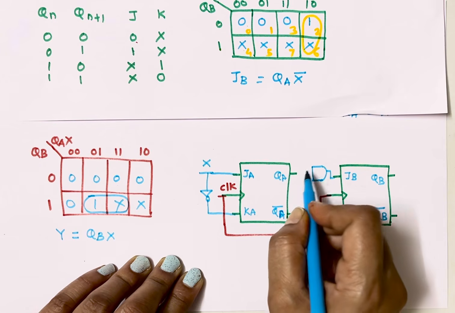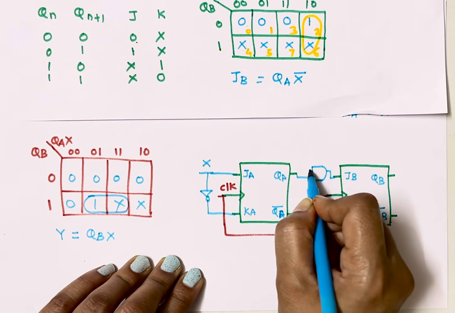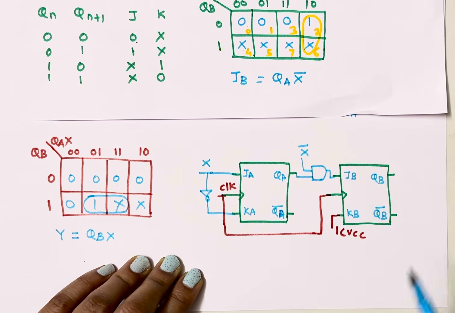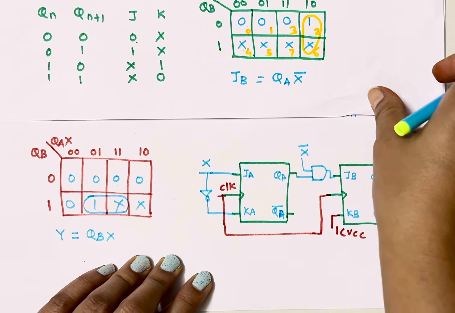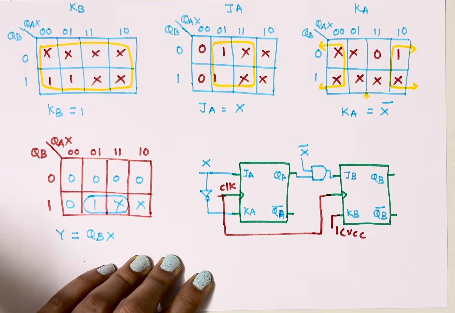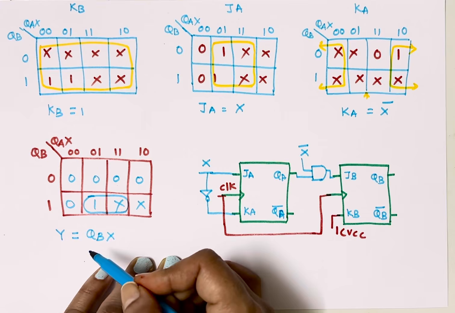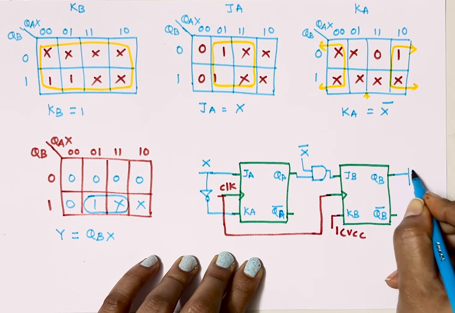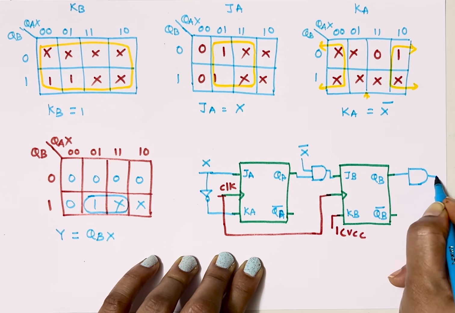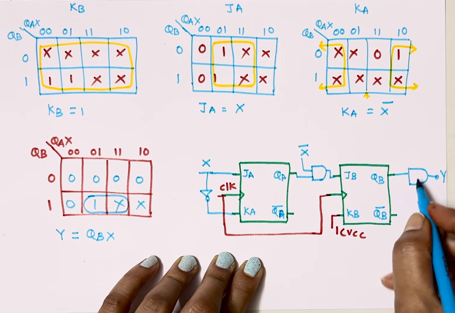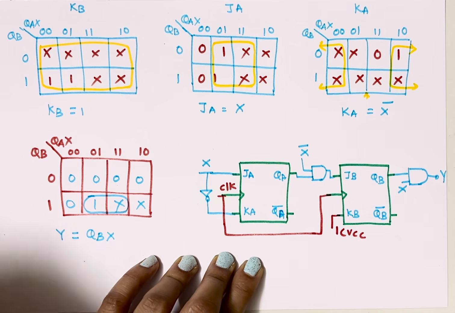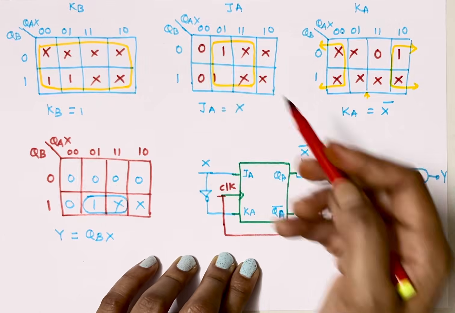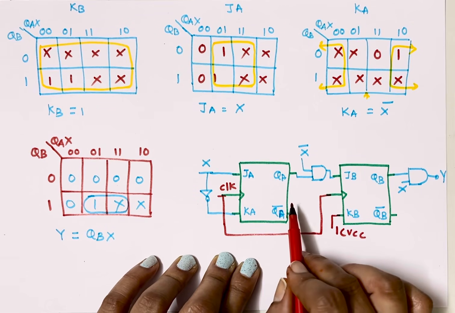And inputs to the AND gate are QA and X bar. So this is JB, KB. And then next is output Y. For Y, the equation is QB into X. So here I'll use one more AND gate. Here I'll get the final output Y, and another input here is X. So this is my circuit implementation of the 101 sequence detector using Mealy FSM.